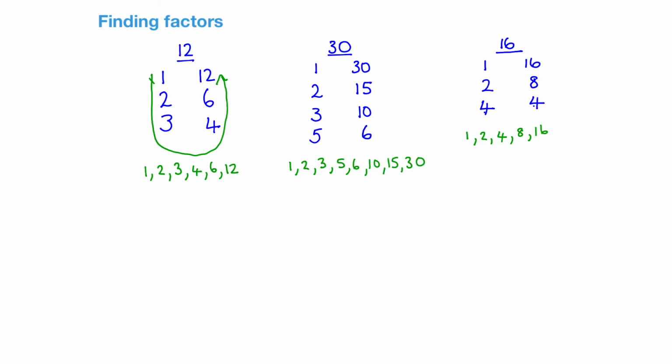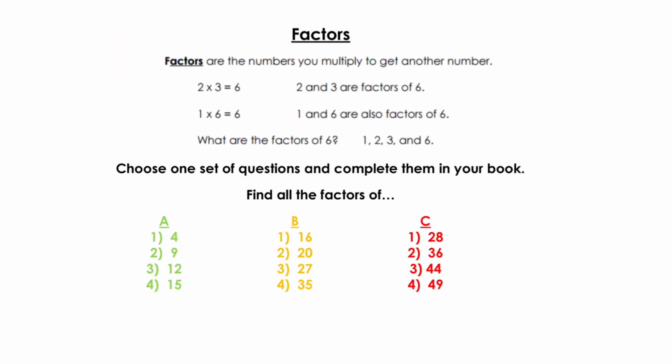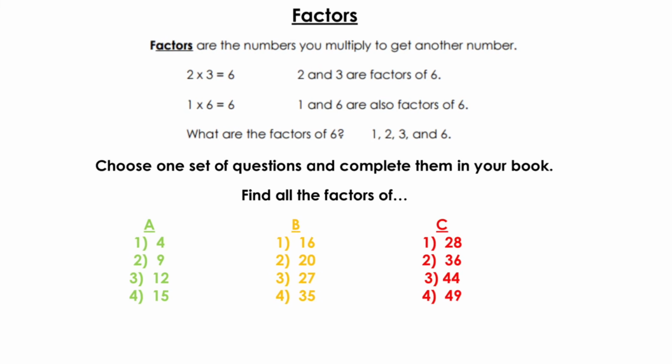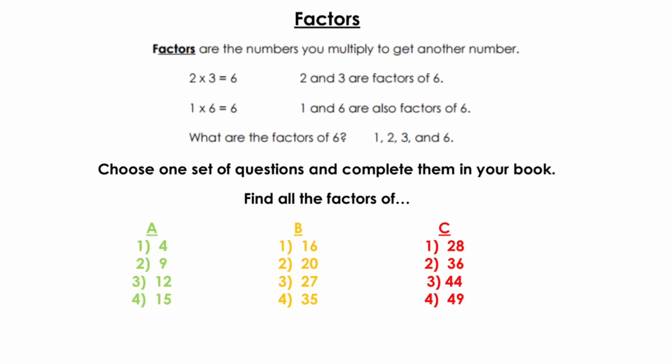and I would like you to have a go at that now. This is on the worksheet that you've got, if you've had a worksheet sent home. So factors, there's a reminder at the top here, are the numbers that you multiply to get another number. So 2 times 3 is 6, so 2 and 3 are factors of 6. So that's just demonstrating what we looked at earlier on.